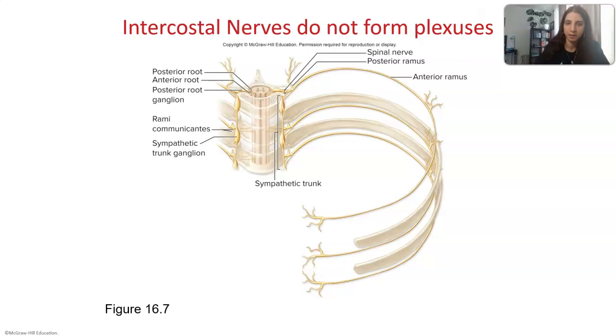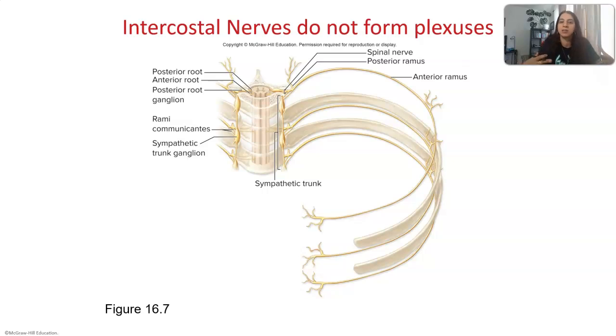Why do we not have a thoracic plexus? Well, think about where along the spinal column the thoracic spinal nerves emerge from. It's the thoracic region, where you have your thoracic cavity, ribs, breathing muscles, and intercostal muscles. So the intercostal nerves that emerge from the thoracic region of the spinal cord don't form plexuses.